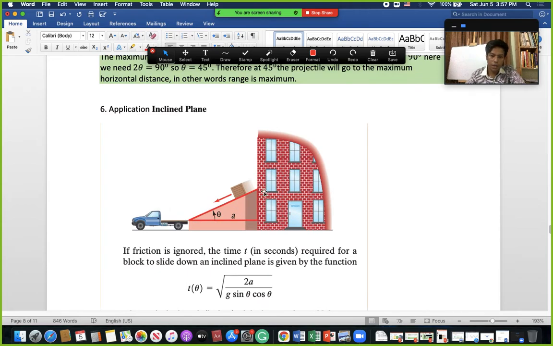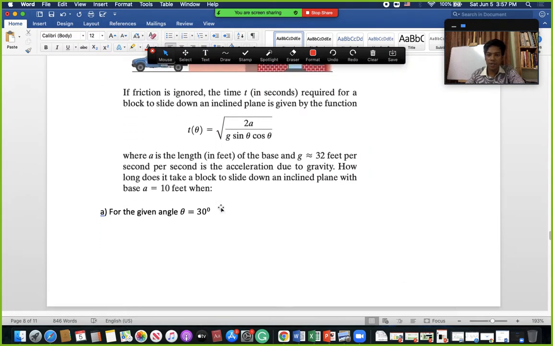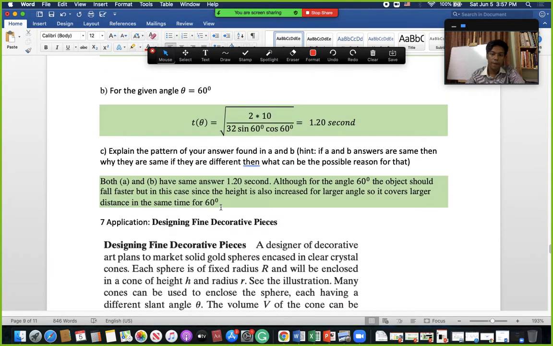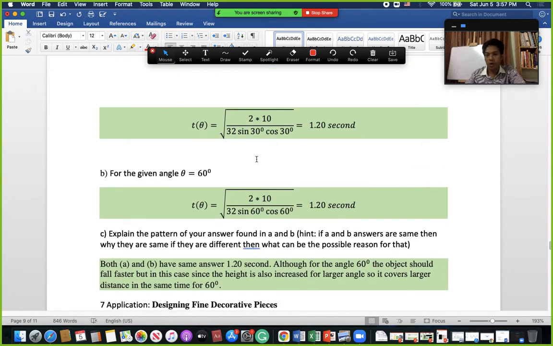Here this side is not specified, so when the angle becomes larger, then the side also becomes larger. That's why it falls a longer distance. Even though the height is bigger and the angle is bigger, it still falls a bigger height. That's why, look, normally 30 degree and 60 degree. If something is 60 degree, then that thing will fall fast.